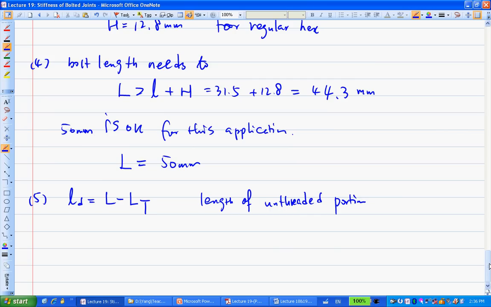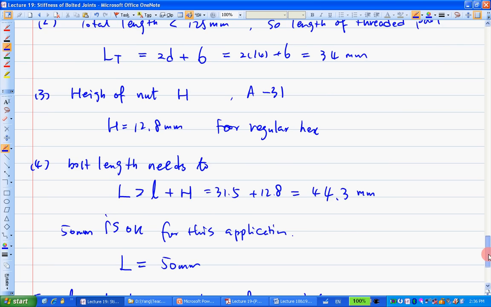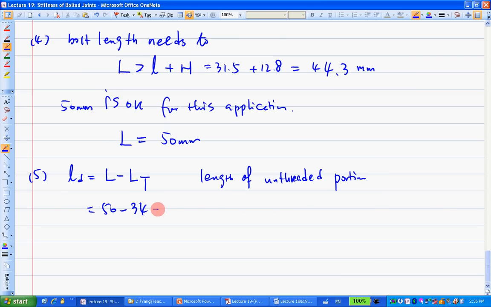So there's quite a bit of table looking up, back and forth, flipping through the books. So 50 minus LT, LT is what? It's 34. So LD is 16 millimeter. Once you find this LD, then LT equals small l minus LD.